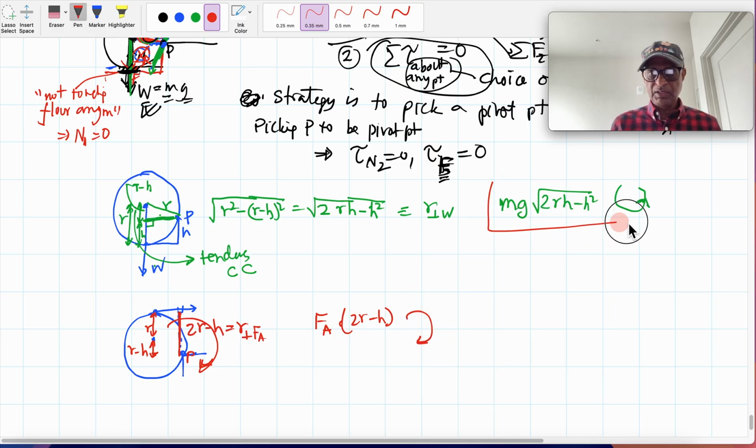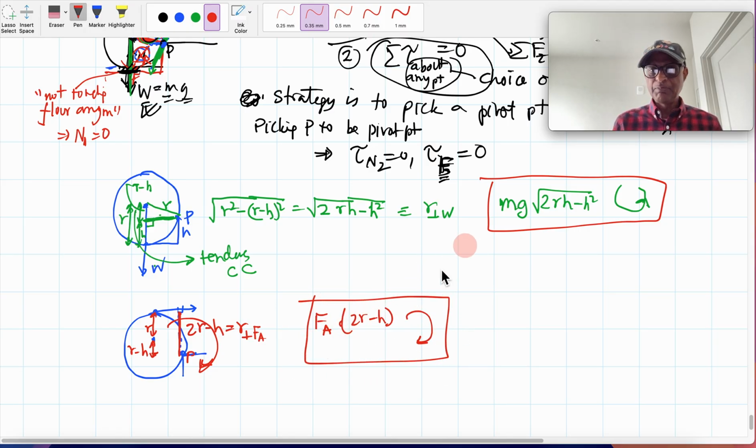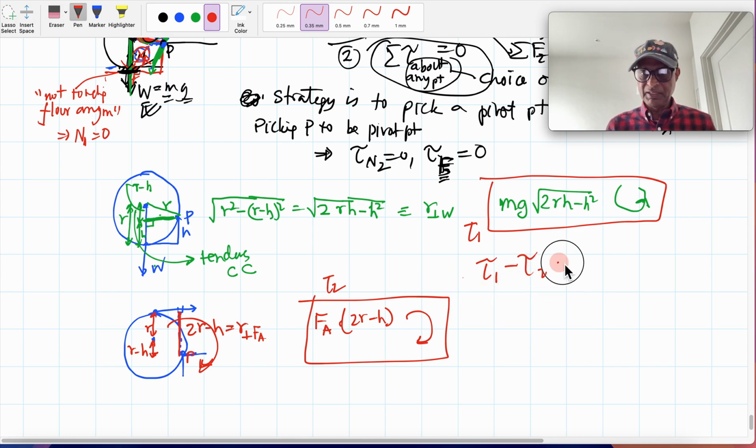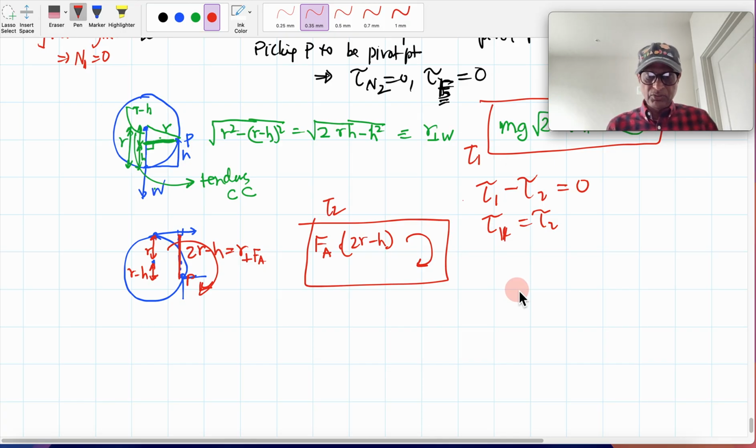So this torque really is balanced by these two torques. They add up to 0. So if one is plus, one is minus. So this is T1, T2. So you have T1 minus T2, one is plus, one is minus, equal to 0. So torque 1 equals torque 2. Whatever way we want to write it, you should write it.